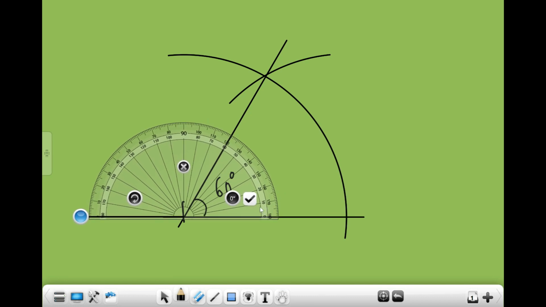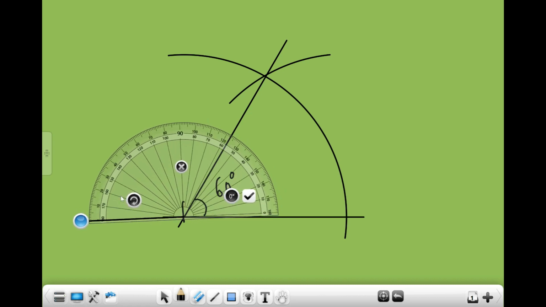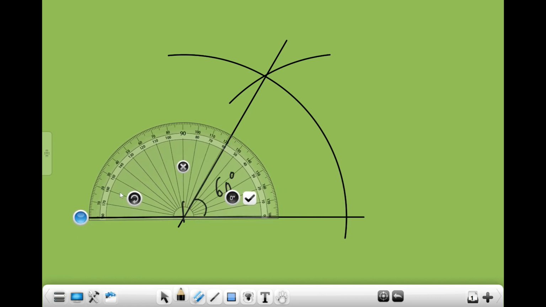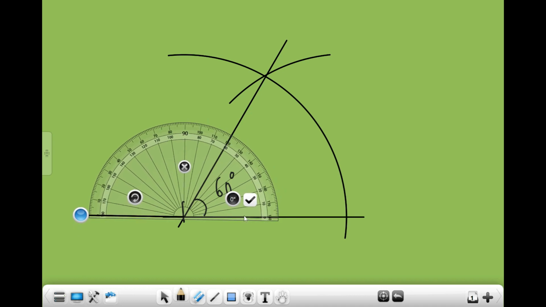Okay. And then you start looking at the scale. We are using the interior scale because it starts from what? From 0. Yeah, from 0. So you can see 10, 20, 30, 40, 50, 60 degree exactly. Can you do that, class?